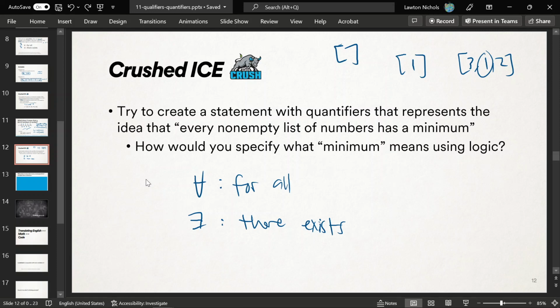You'll have to express non-emptiness. You'll have to express what it means to be a minimum. Things like that. Maybe start with English. We did last question.